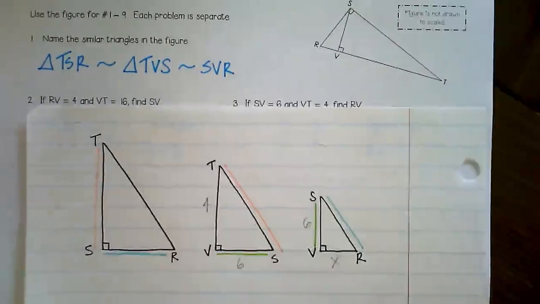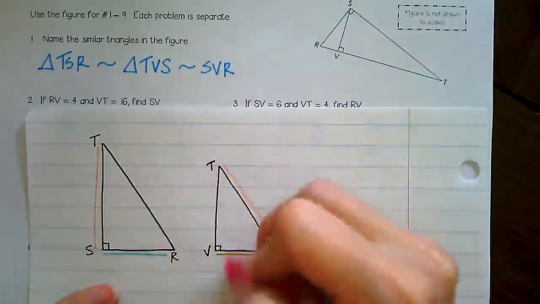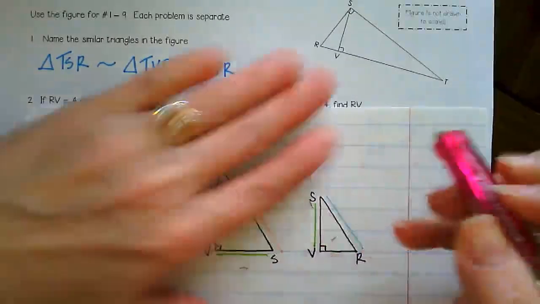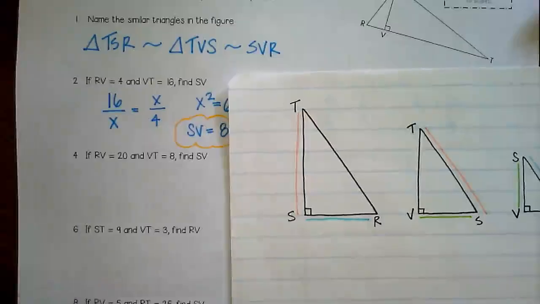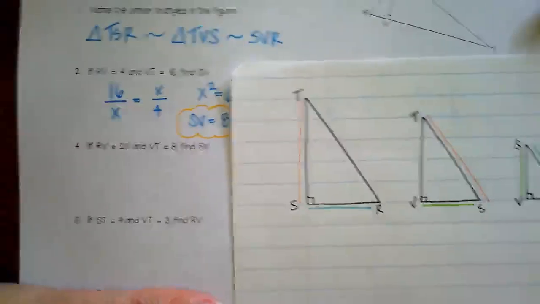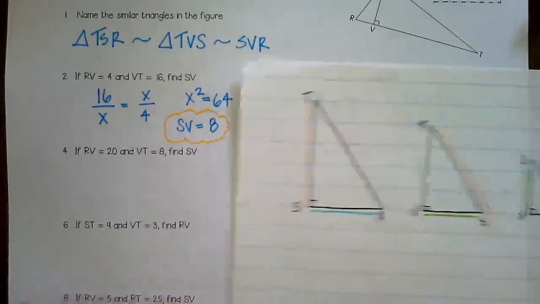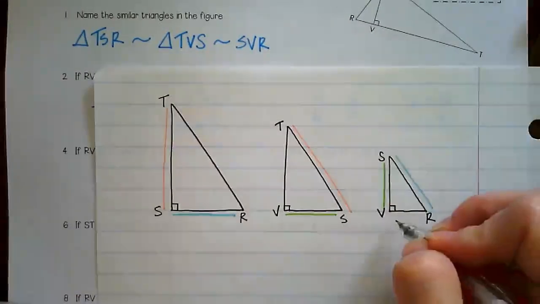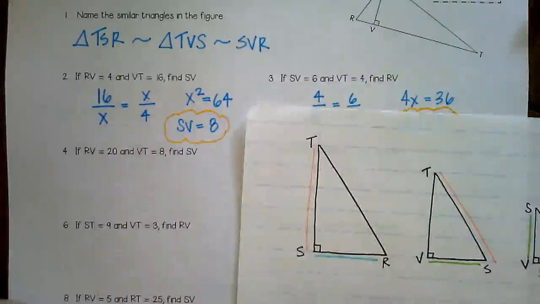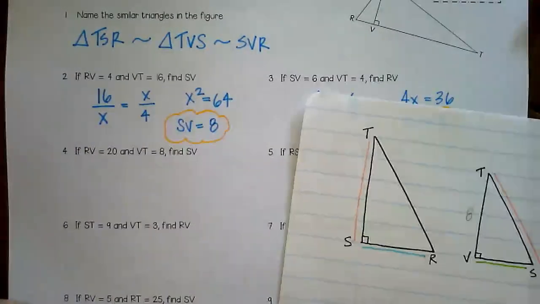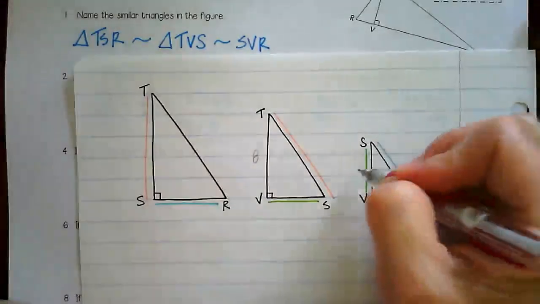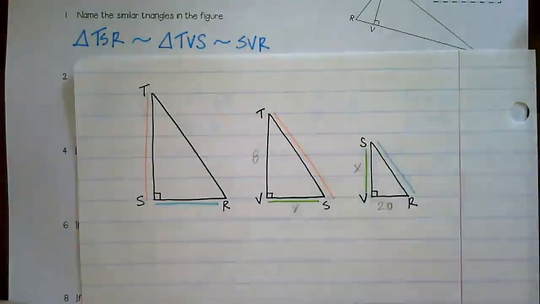All right, so again, I'm erasing my numbers here on my triangle. All right, here's number 4. RV is 20. RV is 20 right there. VT is 8, which is right there. And we're looking for SV, which is there and there. So it looks like we have the same setup again, and just pretend like these numbers make sense.